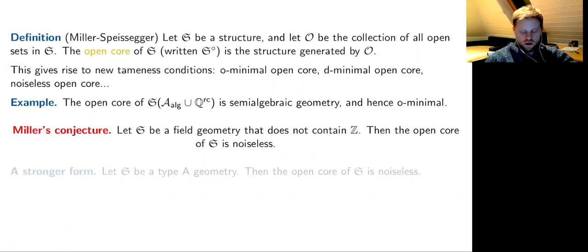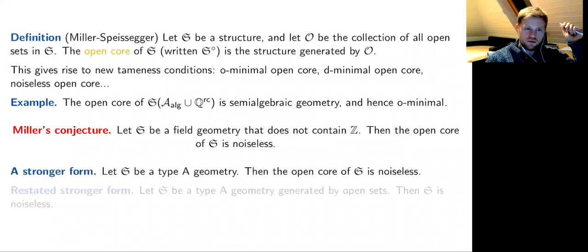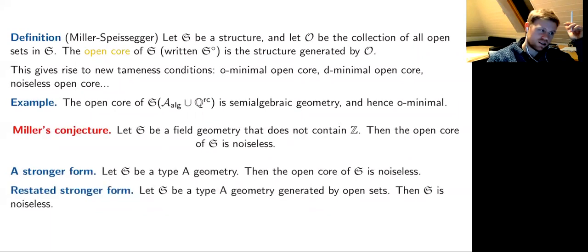You can put this in a stronger form. What the stronger form really says is that not only field geometries that do not define Z, but really any kind of geometry that is type A. If this is type A, so if it doesn't define an omega-orderable set, then the open core should be noiseless. Okay, so we're still talking about open core, and this might look like a technical condition, but I think the following form shows that it's not, and it's really the one thing that one wants to consider.